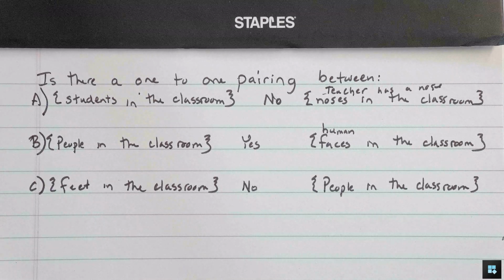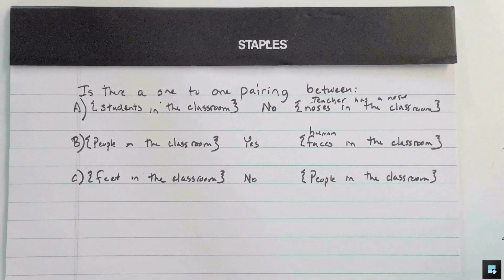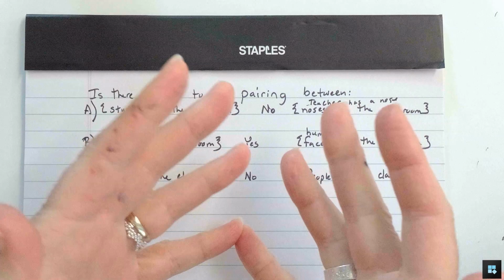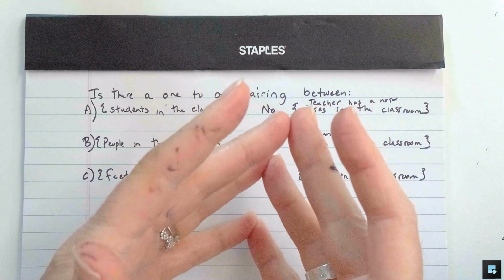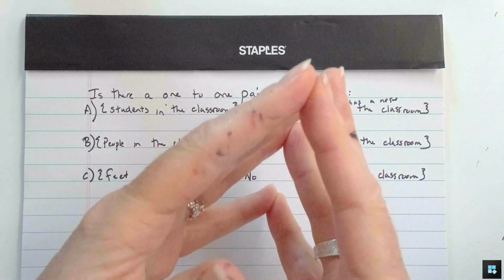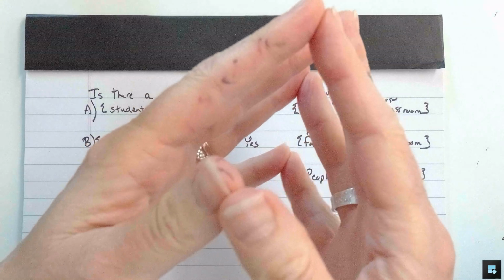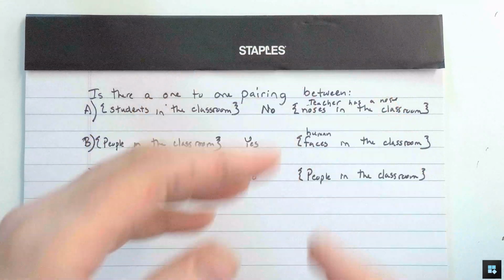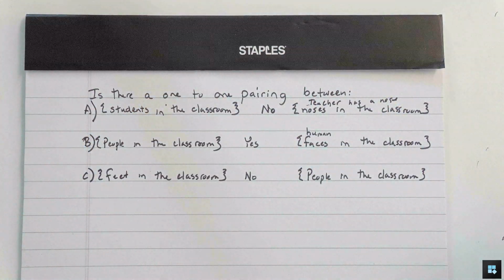So 1-to-1 pairing, 1-to-1 correspondence. We're trying to line up exactly 1-to-1. And I keep putting my hands out like this, and I'll do it throughout this chapter because I want you to remember 1-to-1 pairing, you line up every single one, okay? Every single one in one set with every single one in the other. No extras, none are used twice.